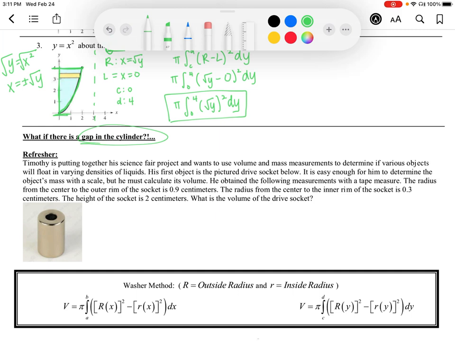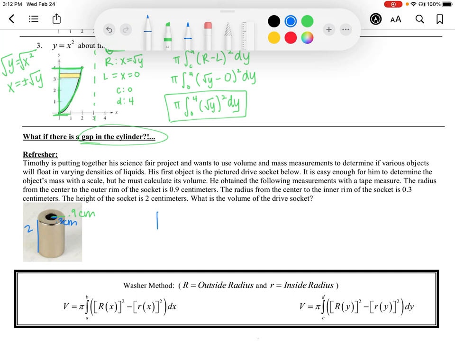The radius from the center to the outer rim is 0.9 centimeters. And then the radius from the center to the inner rim, right there, is 0.3 centimeters. And the entire height right there is 2. So to find the volume of the drive socket, we're going to take the volume of the whole cylinder, and then we're going to subtract the hole that's in the middle of it.